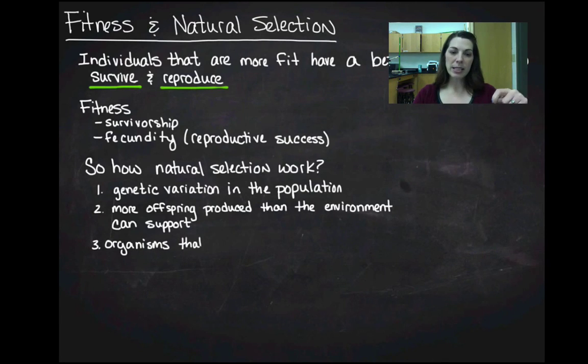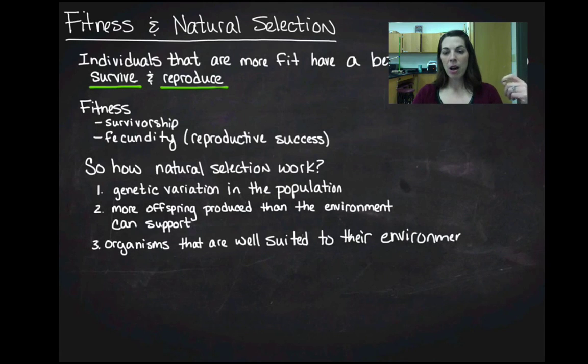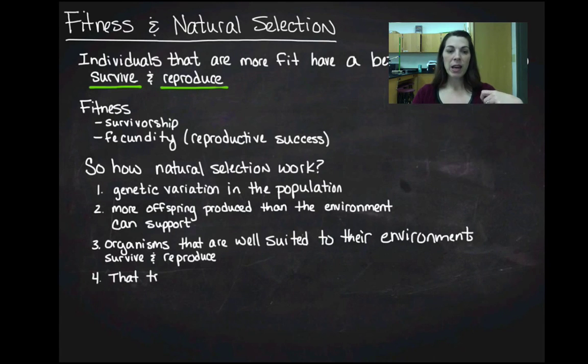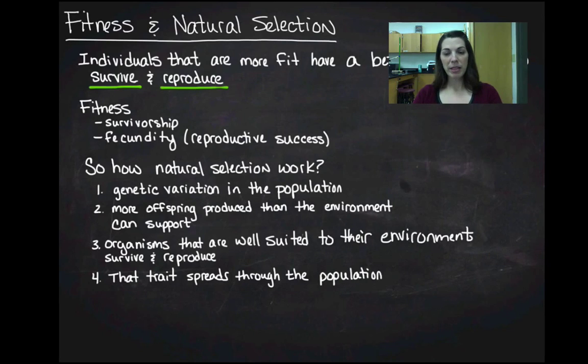So the organisms that are well suited to their environment are going to survive, and they're going to reproduce, and they're going to pass those traits on to their offspring. And those traits are going to spread throughout the population, and it takes a couple generations. So over time, that's going to happen. It's not going to happen right away. And remember, we're not talking about an adaptation appearing through an entire population in one generation.